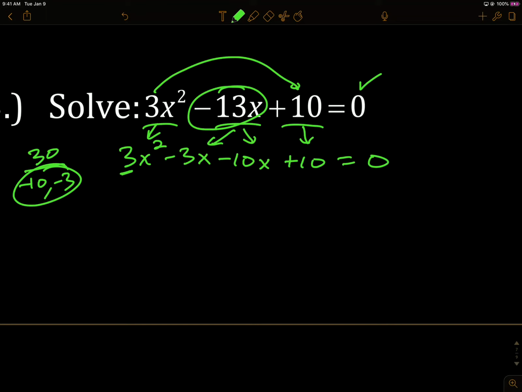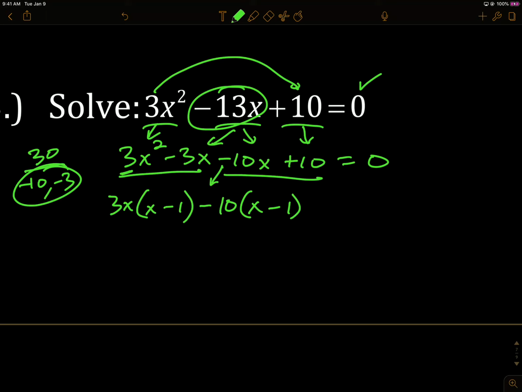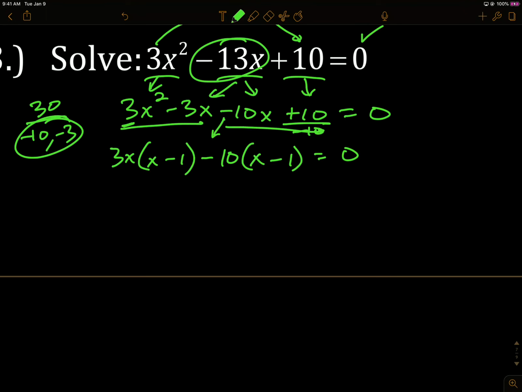Equals 0. Now I'm going to factor the first two and then factor the second two. So in the first two, it's 3x that's common, so I get x minus 1. On the second two, I'm going to factor out a negative because there's a negative in the middle there. 10, and it's going to be x minus 1. It's minus 1 because I have a negative 10 I'm dividing by, so a positive divided by a negative equals negative. Now I see that my x minus 1 is what's common, so that's my common factor. When I pull it out, I'm left with a 3x minus 10.